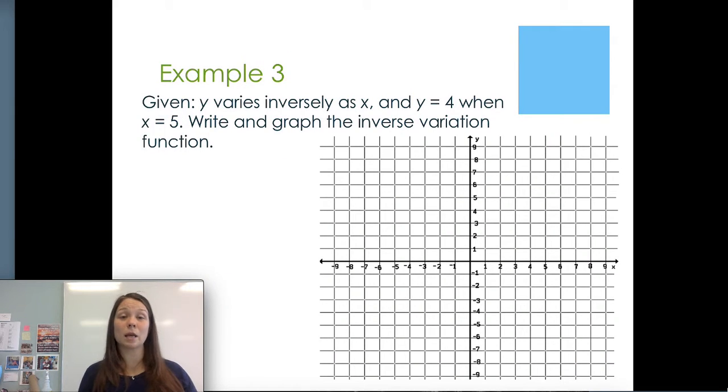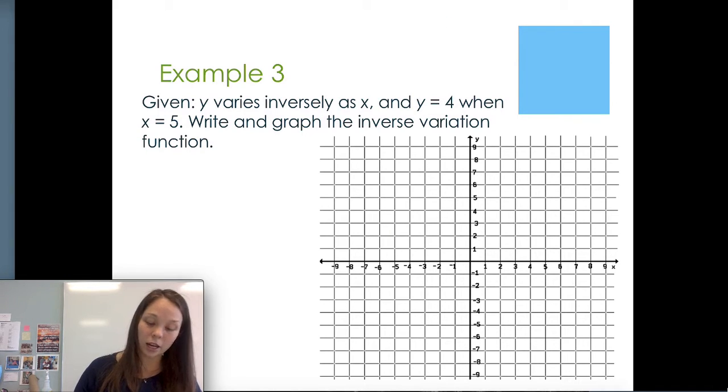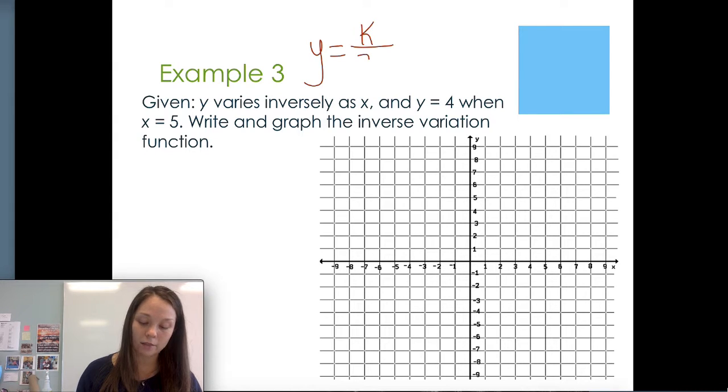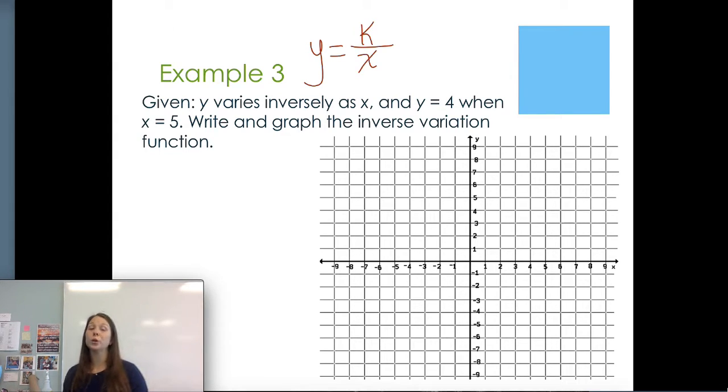So let's take a look at example 3. We're given that y varies inversely as x, meaning we're dealing with an inverse variation setup. So in other words, y equals k divided by x. And we can use the exact same process we did in the first two examples to write an inverse variation function here for this setup. So we're told that y equals 4 when x is equal to 5.